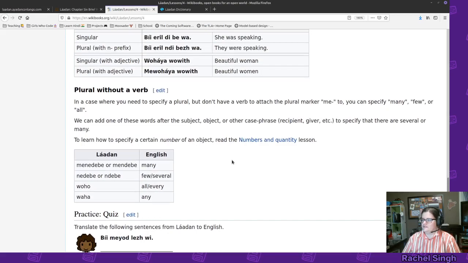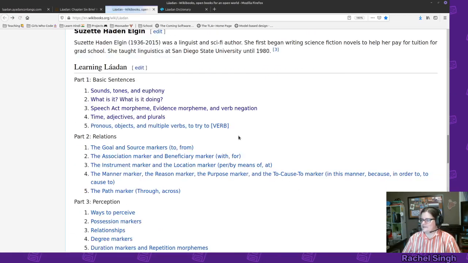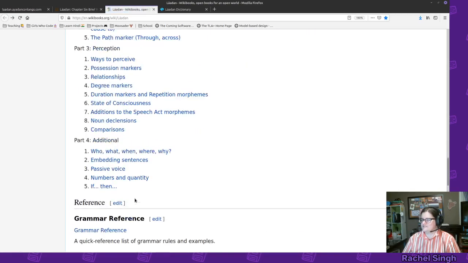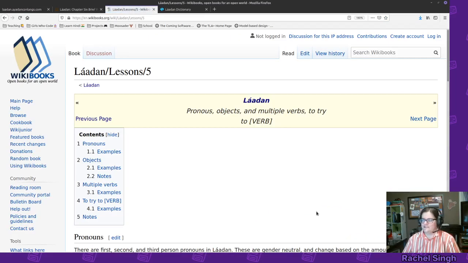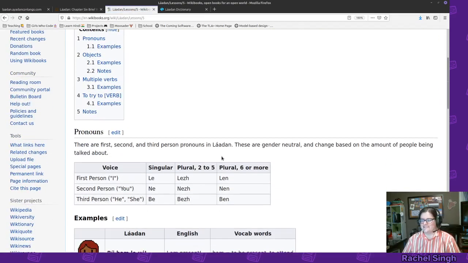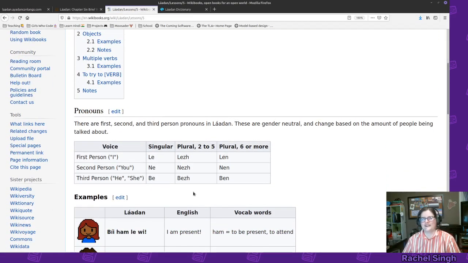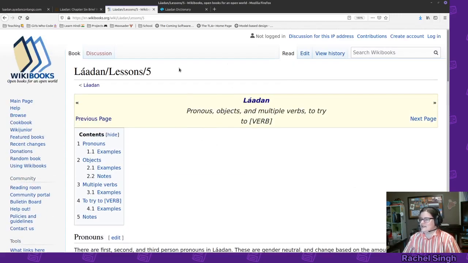Plural without a verb. You can also add some words in there for many, few, all, any. And I also have more reference documentation. There's all sorts of stuff. Anyway, let's go over the pronouns now, since I put pronouns in the last one before covering it in the first one, or maybe I just need to reorder this lesson to go before the other lesson.